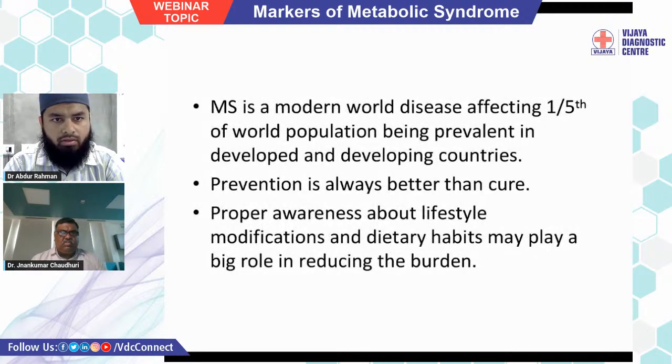Lastly, I would like to conclude that metabolic syndrome is a modern world disease affecting one fifth of the world population, very prevalent and very high risk. Prevention is always better than cure, and awareness is very important. People actually don't know about lifestyle modification and diet habits. People are not aware of metabolic syndrome X, which is a very serious disorder, and especially the diet pattern should be changed. So these culminating factors are playing a very big role in the rise of advanced metabolic syndrome, and that's all.